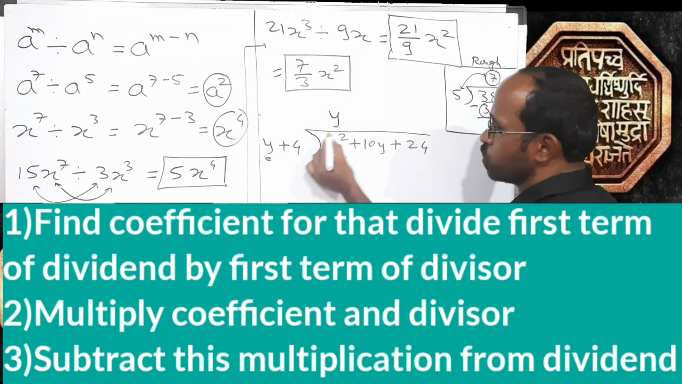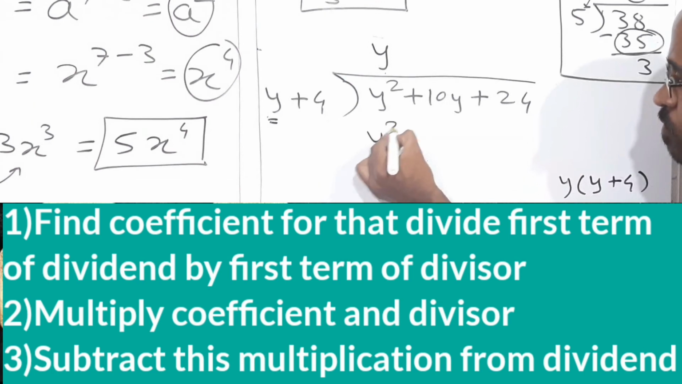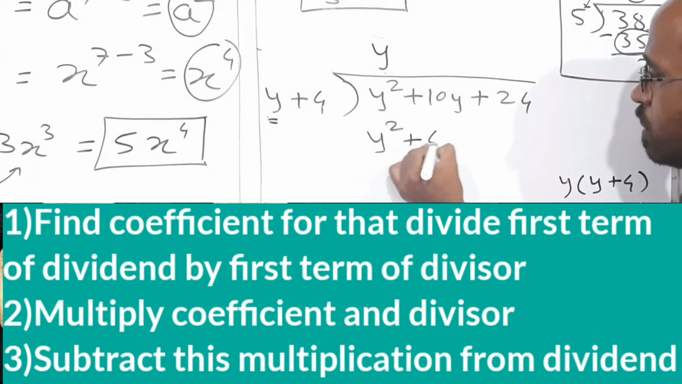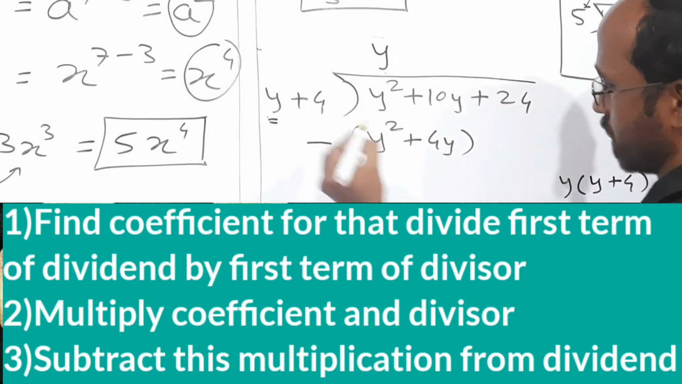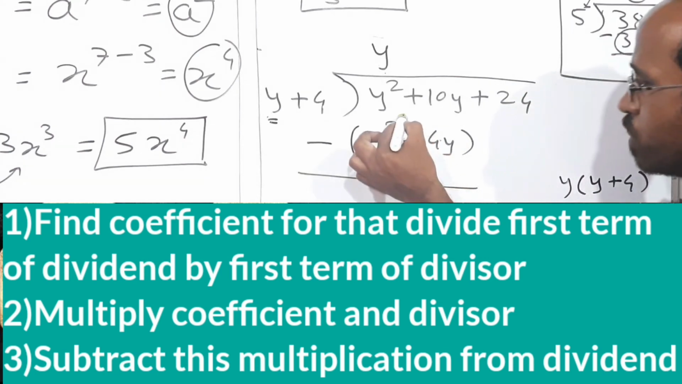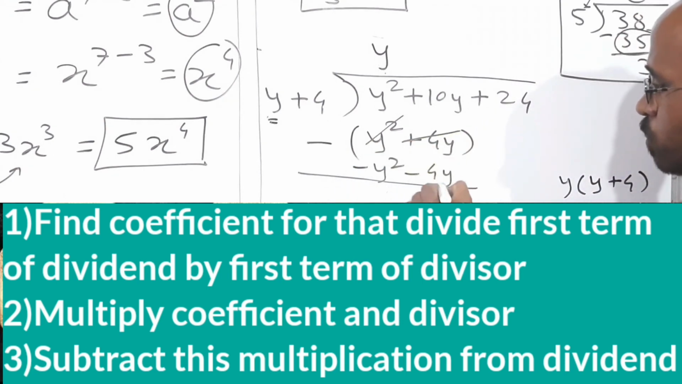So we have to multiply this quotient with the divisor. So y multiplied by y plus 4. What will be the answer? I hope you remember how to multiply a bracket. So y multiplied by y is y square, and y multiplied by plus 4 is plus 4y. So this multiplication we have to subtract from the dividend. While subtracting, the sign of the terms inside the bracket will change. This y square will turn into minus y square, and this plus 4y will turn into minus 4y.